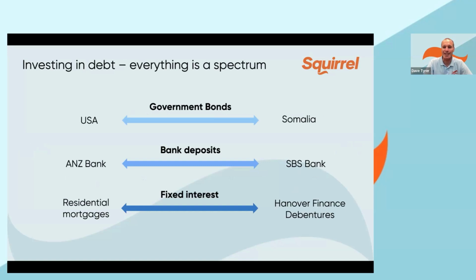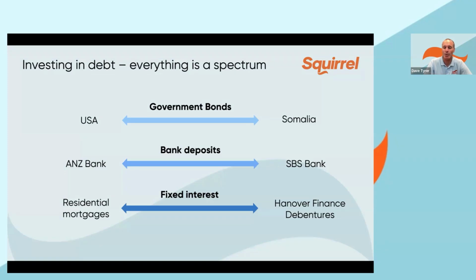Just because debt tends to be lower risk and lower volatility, not all debt is the same. If we walk through three of the most common ones, you've got government bonds. You could invest in the USA government bonds, or you could invest in Somalian government bonds. You can probably figure out which one's the lower risk of those two. Equally, if we look locally at bank deposits, you've got ANZ Bank, who have a AA- credit rating, and you've got SBS Bank, who've got a BBB rating. So quite a big difference in credit ratings across banks in New Zealand.